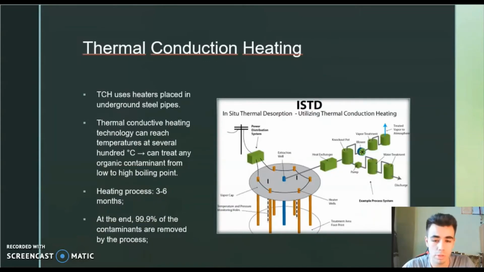And then the last method that I have here is thermal conduction heating, which is one of the modern ones, one of the more expensive ones, and it's pretty efficient. Here we can see that this method uses heaters placed in underground steel pipes. Thermal conductive heating technology can reach temperatures of several hundred degrees. That means that it can treat almost any organic contaminant from low to high boiling point. The heating process takes from 3 to 6 months, and at the end of it, almost all of the contaminants are removed by the process.